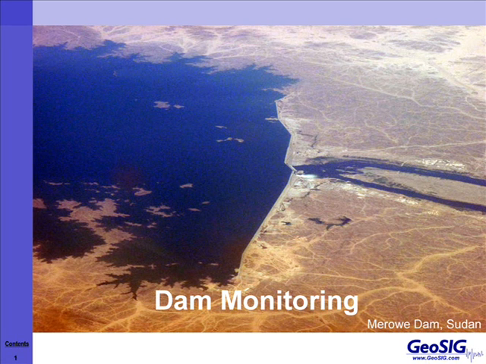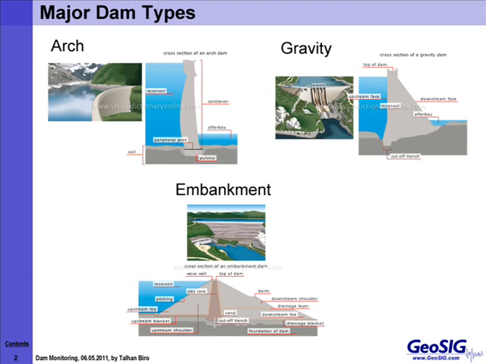We have hundreds of dams instrumented with our instruments worldwide, so we are going to give an overview about dam instrumentation. To be able to understand a little bit the instrumentation, let's have a look at major dam types. Dams are having different major types. One of them is an arch dam.